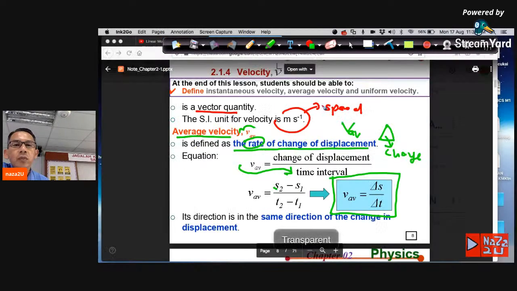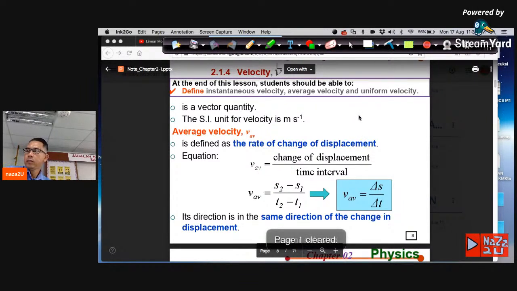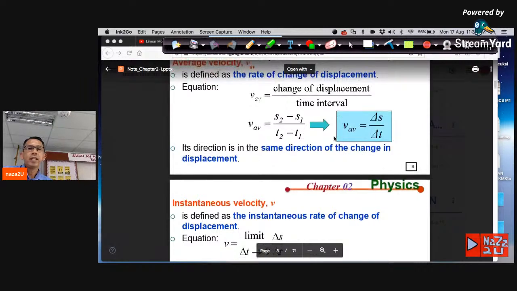So same process, if you look at the lecture note here, we have V average, the delta S divided by delta T. Next, we go to the next slide.